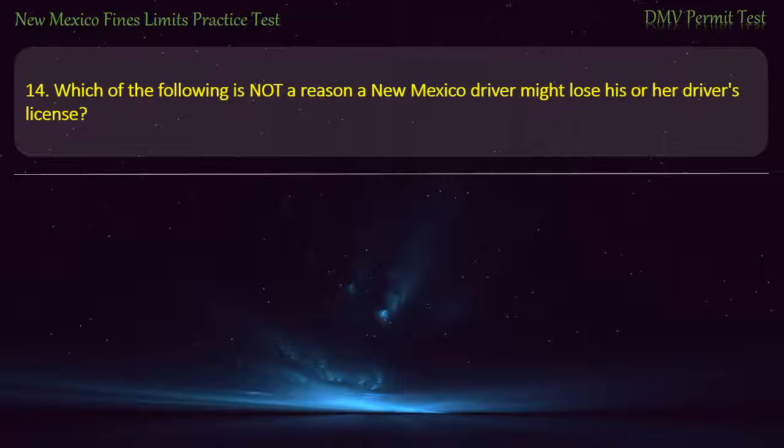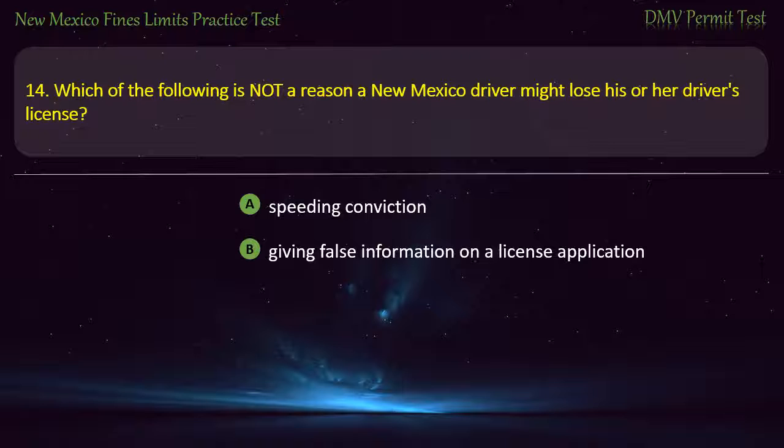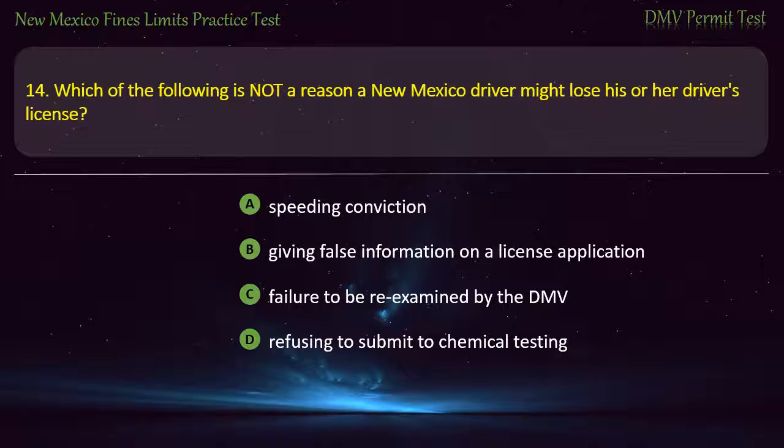Question 14. Which of the following is not a reason a New Mexico driver might lose his or her driver's license? Speeding conviction. Giving false information on a license application. Failure to be re-examined by the DMV. Refusing to submit to chemical testing. Answer. Speeding conviction.